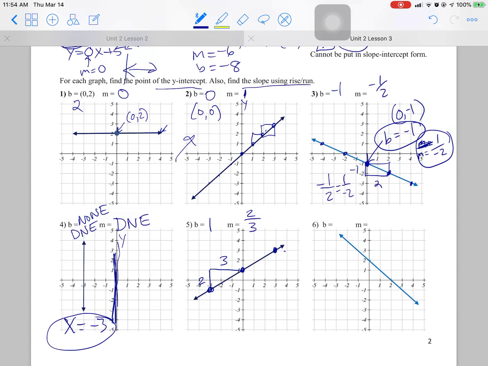Number 6, there is my B. On the test, when you're given a graph, find the points, find B. Those are really the first 2 steps of looking at any graph. So B is what? This point is a 0, 2. So B is 2, or 0, 2.